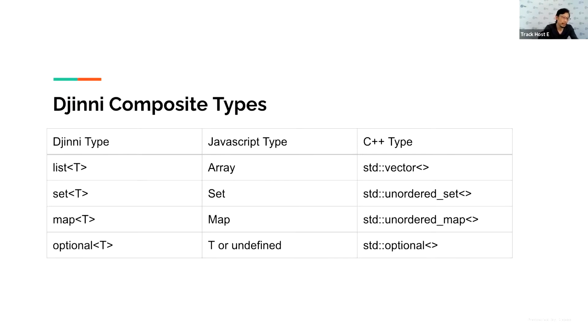There are also some composite types, mainly containers. For example, we have a list that maps to a C++ vector. We have set that maps to an ordered set, and map that is just an ordered map. We have optional that determines whether a field or a parameter is nullable or not. They map to the C++ type std::optional.